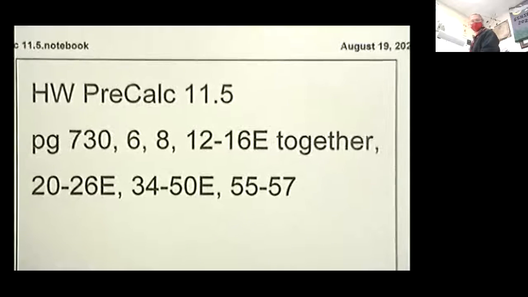Homework for 11.5 is page 730. 6, 8, 12 through 16 evens, we'll do those together in class. 20 through 26 evens, 34 through 50 evens, 55 through 57 even, 57 all.